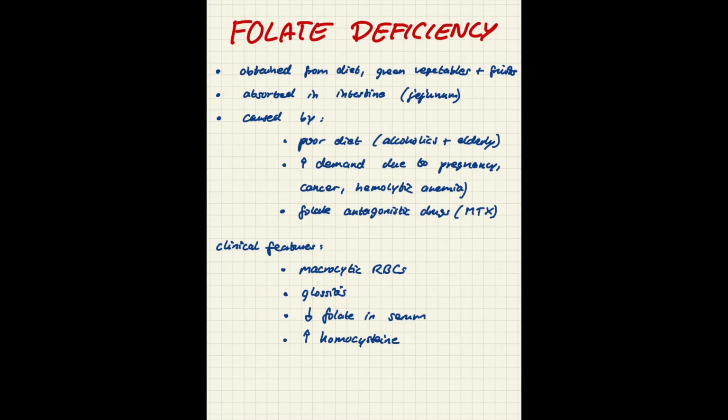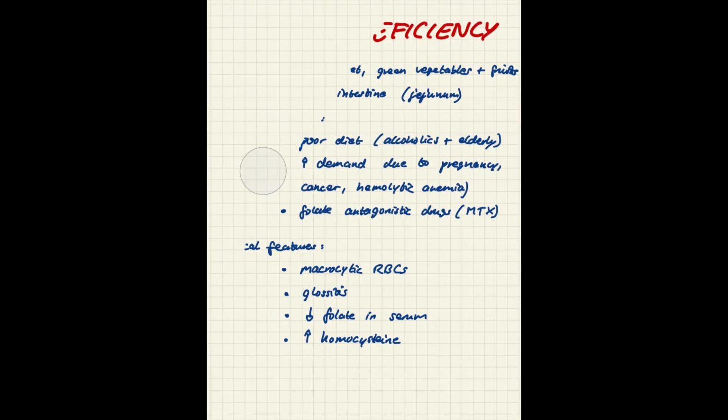Folate is obtained from a diet, from green vegetables and fruits. It is absorbed in the intestine, in particular from the jejunum. Folate deficiency is caused by poor diet, especially in alcoholics and elderly people, due to increased demand in pregnancy, cancer, and hemolytic anemia, or due to folate antagonistic drugs like methotrexate. Clinical features of folate deficiency are macrocytic RBCs, glossitis, a decrease in folate in serum, and increase of homocysteine.